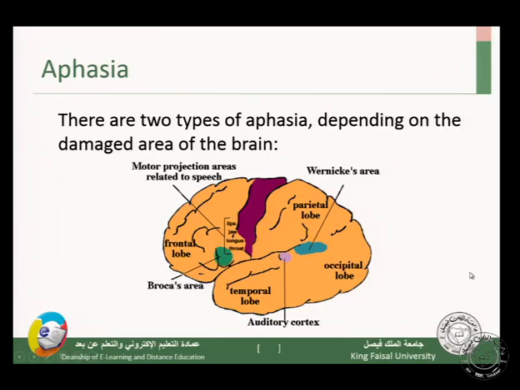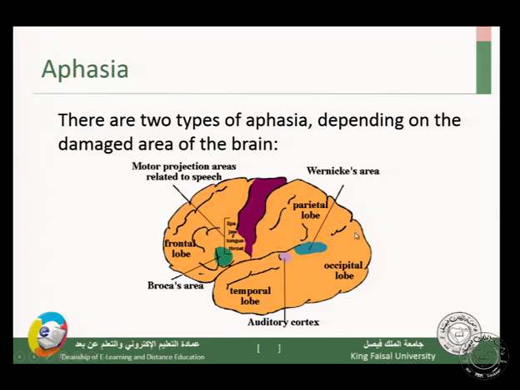Okay, so there are two. For the time being, it is interesting for us to see what the brain looks like. It has two sides, two hemispheres, the left and the right. Language for the majority of people is in the left side. There are two areas which can influence your speech if injured. The first one is Broca's area. The second is Wernicke's area.